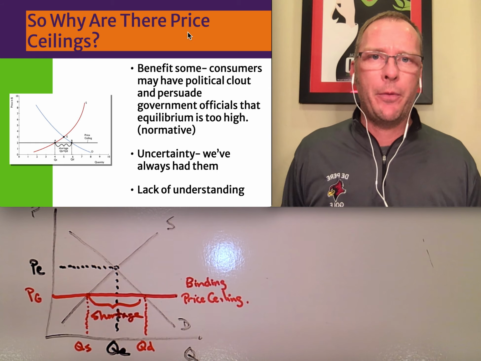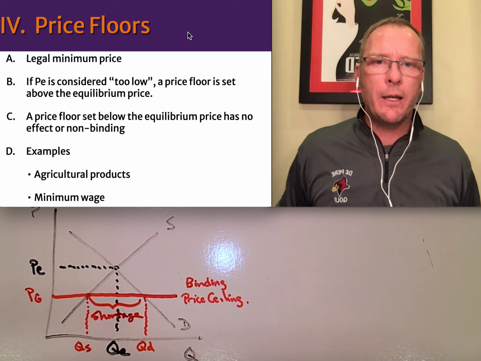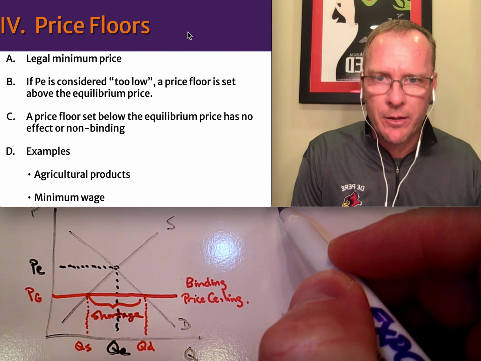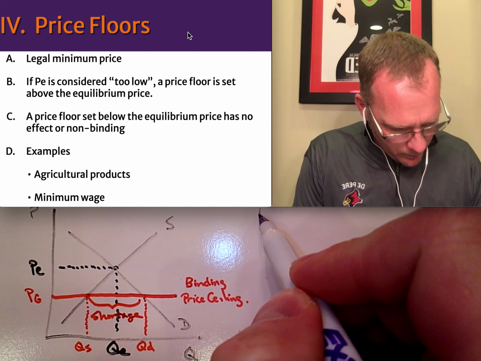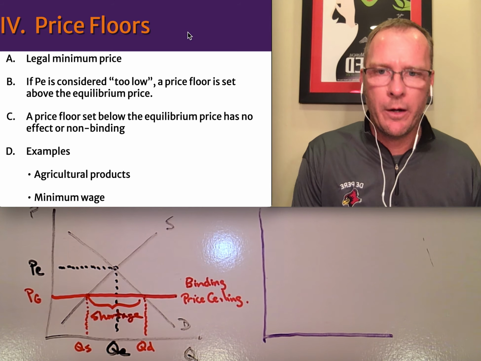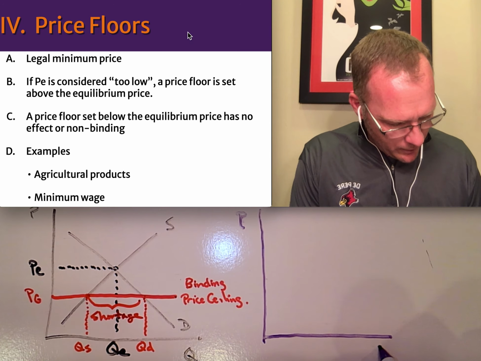That's also out there. Price floors. Price floors are going to be, I don't want to say the opposite, but they're going to help out sort of in the opposite way. So instead of helping out a consumer now, what we're doing is we're going to help out a producer. So we still have our price and we still have our quantity.